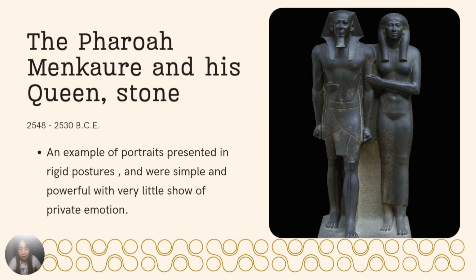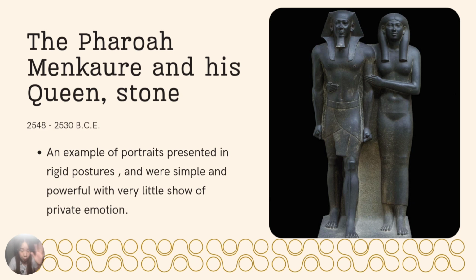Now next one is the Pharaoh Menkaure and his queen. It is a famous example of Old Kingdom Egyptian art, specifically from the fourth dynasty. It says there 2548 to 2530 BC. It's an example of portraits presented in rigid, strict posture, simple and powerful, with very little show of private emotion. The statue is known for its serene, powerful representation of the royal couple, showcasing the ideals of beauty prevalent during that era.